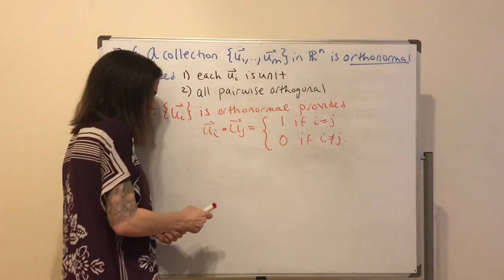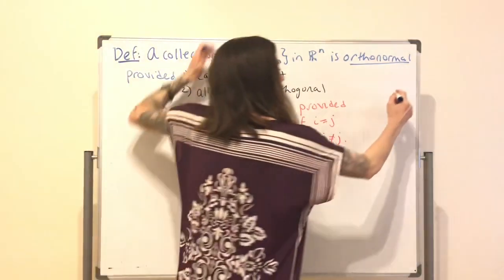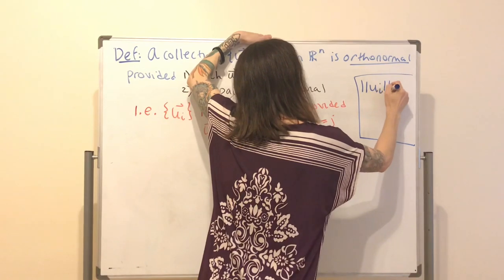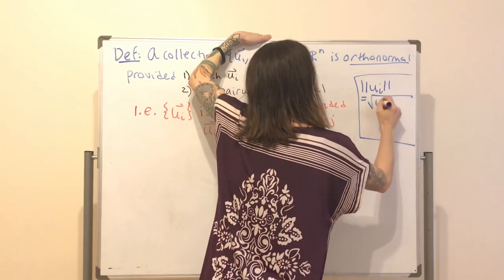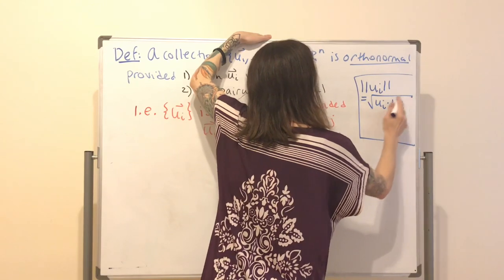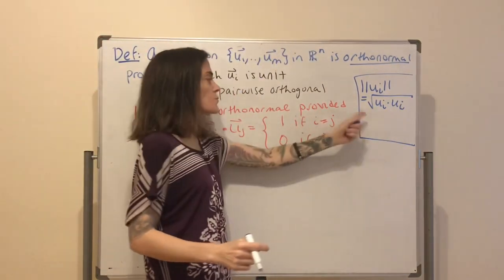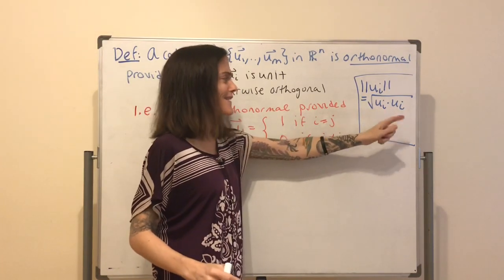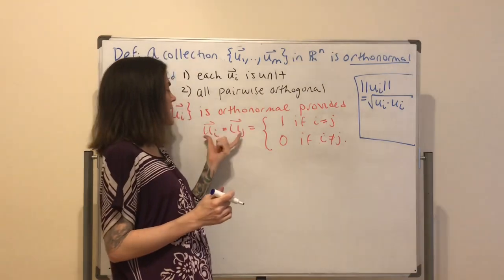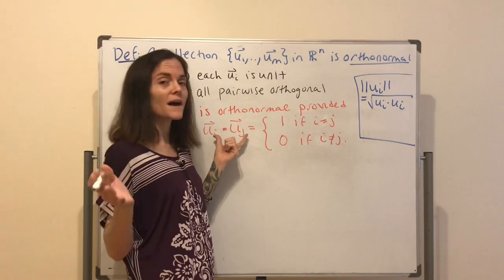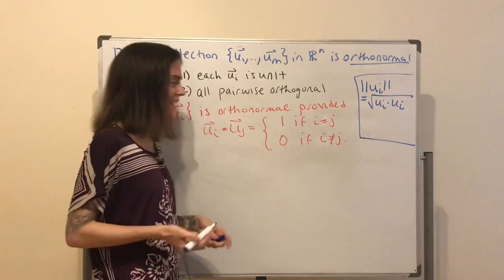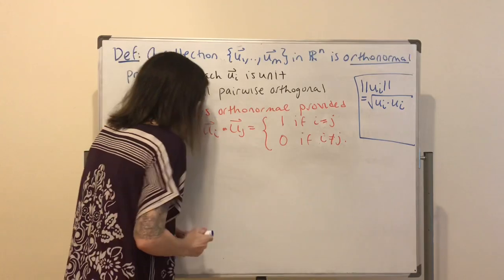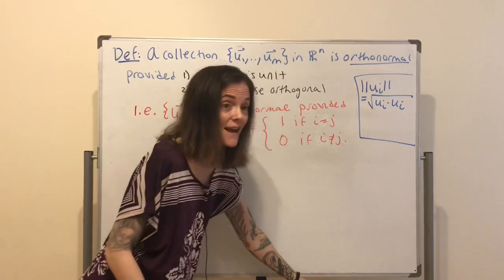Because of the definition of the length, this is maybe a comment I'll put in a box. The definition of this is the square root of ui dot ui. And so if ui dot ui is 1, then so is the square root. And similarly, if the square root of ui dot ui is 1, then so is ui dot ui. So saying that you take a vector, dot it with itself, and you get 1, is equivalent to saying it's unit. Okay, that's the only time you have length 1. So this is what characterizes an orthonormal collection of vectors.